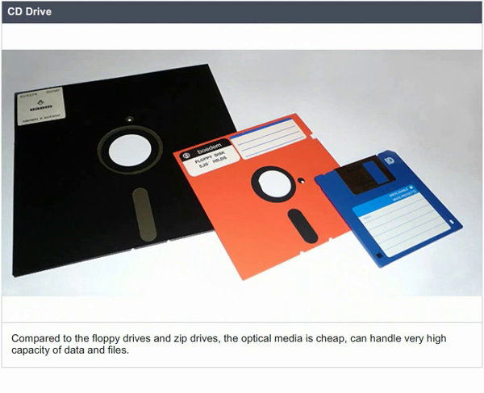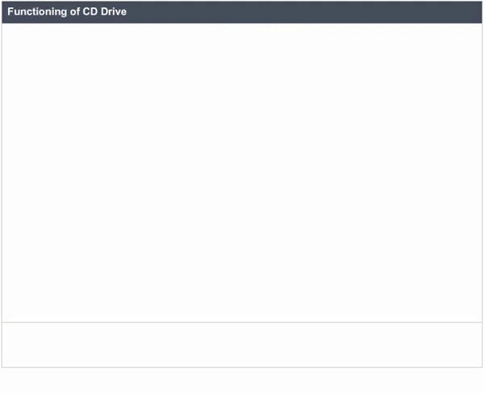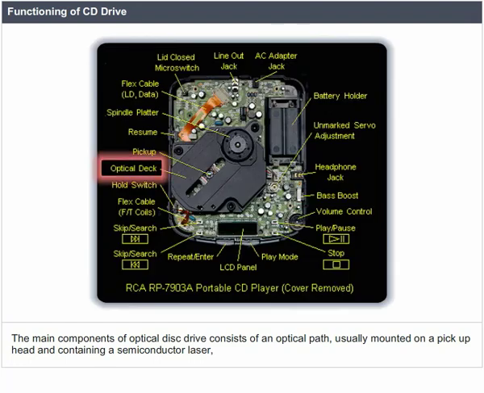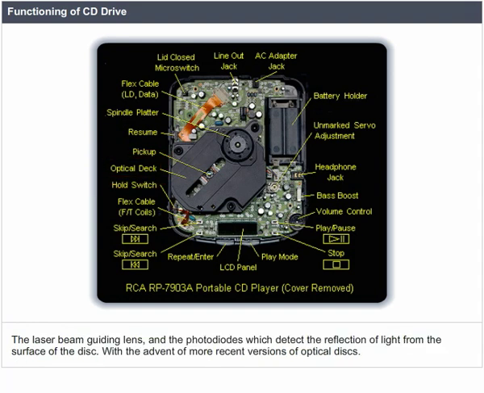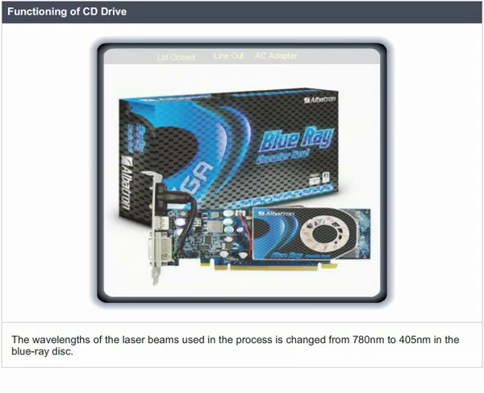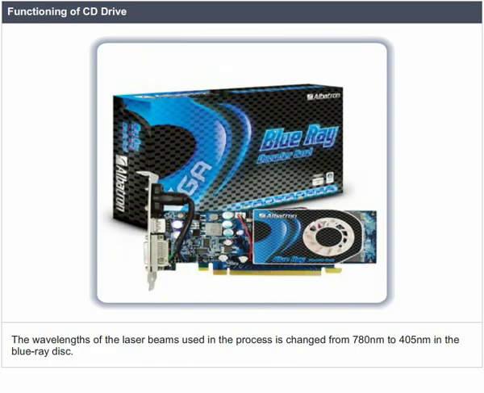Functioning of CD drive. The main components of an optical disk drive consist of an optical path usually mounted on a pickup head and containing a semiconductor laser, the laser beam guiding lens, and the photodiodes which detect the reflection of light from the surface of the disk. With the advent of more recent versions of optical disks, the wavelength of the laser beams used in the process has changed from 780 nm to 405 nm in the Blu-ray disc.